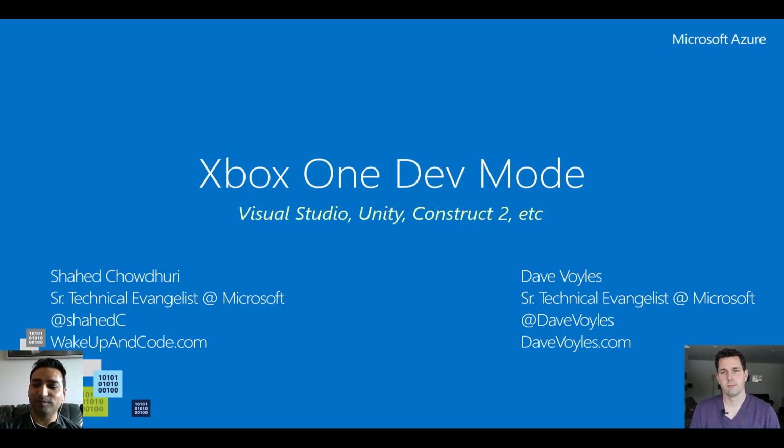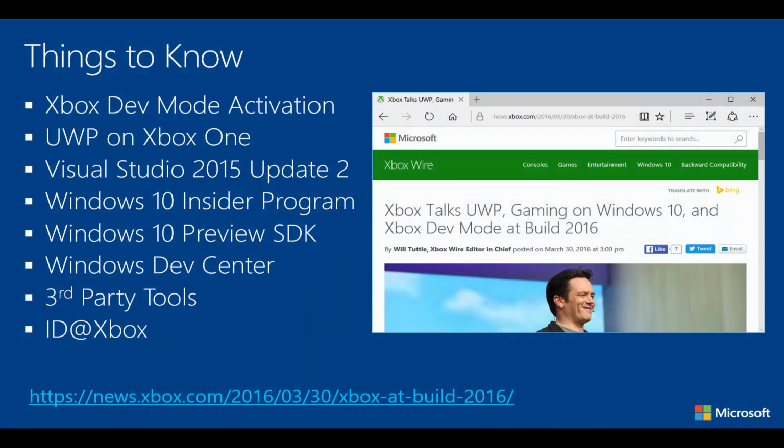That's right. So here you have a list of things to know. There are a couple of things you should know first before you get started with Dev Mode activation. But here are some of the results that we got from the latest Build conference. Phil Spencer, who's the head of Xbox, had a lot of stuff to share. Dave, what did you learn at Build this year? So I learned that UWP, or Universal Windows Applications, are coming to Xbox One.